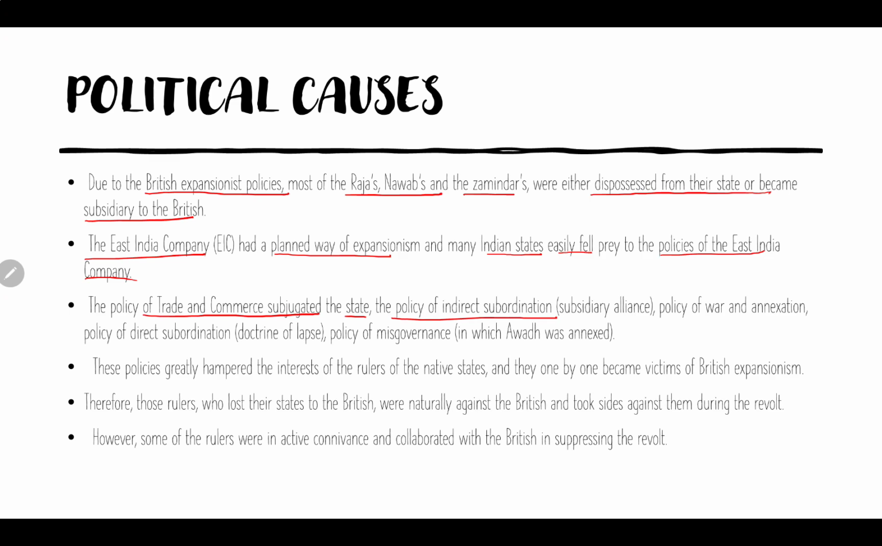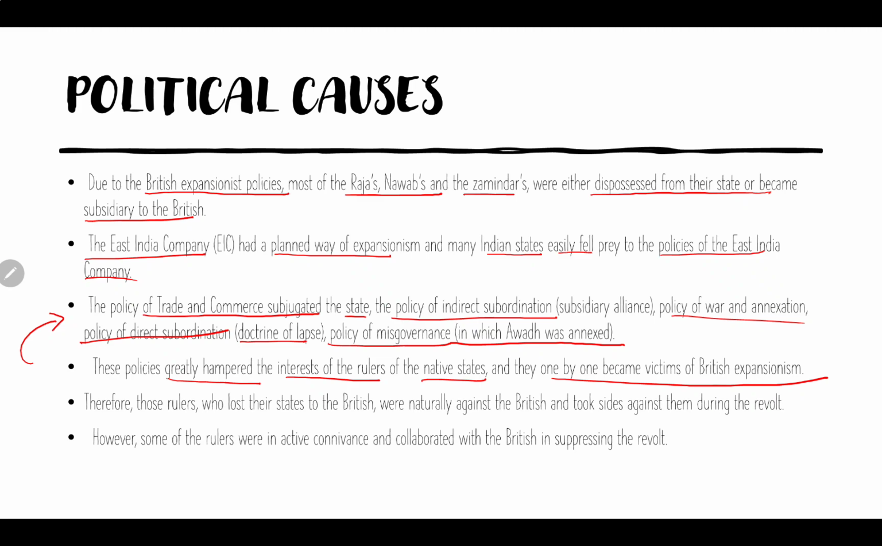The policy of trade and commerce subjugated the states. The policy of indirect subordination, the policy of war and annexation, the policy of direct subordination, the doctrine of lapse, and the policy of misgovernance, under which Awadh was annexed. With different kinds of annexation policies and misgovernance, these things totally happened in that area. These policies, which we discussed in the earlier points, greatly hampered the interests of the rulers of the native states, and one by one they became victims of British expansion.